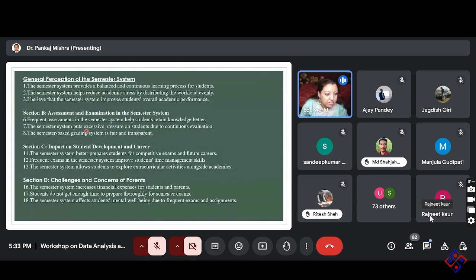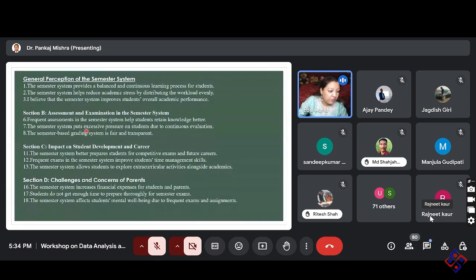Now the general perception of the semester system. Perception means attitude. Now we are framing the questions based on the attitude towards the semester system. What are the attitudes towards this semester system that has been introduced in the college? So I have set some kind of questionnaire over here. So section 1 or section A. Under section A there are 3 questions. Section B, there are 3 questions.